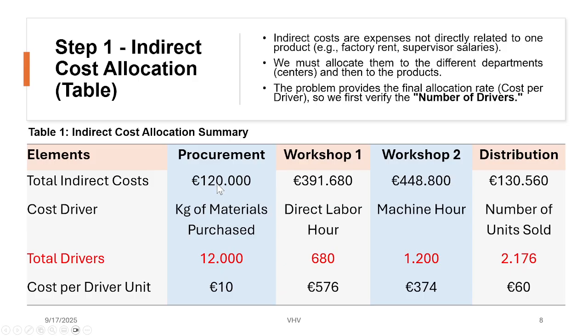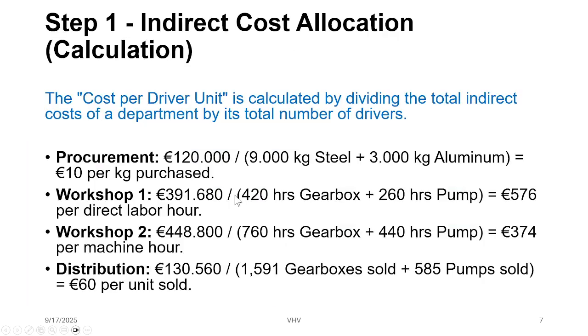So for workshop number 1, we have 3,391 divided by 680 labor hours, which gives us 576 per direct labor hour. In fact, all of this information is already calculated in the table, but just to let you know, this is information we can calculate if maybe we have a total driver or maybe we have cost per unit driver. Okay.